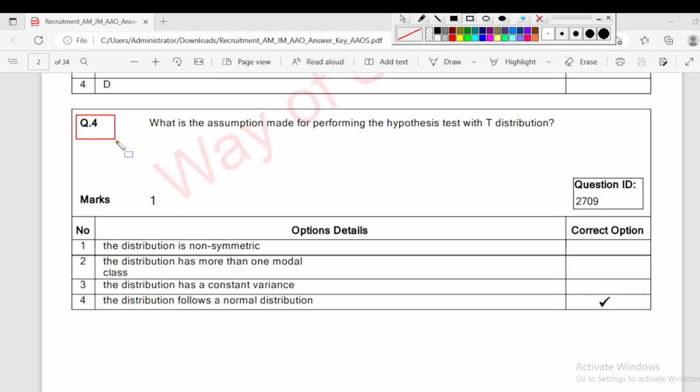Question number 4. What is the assumption made for performing the hypothesis test with t-distribution? Option 1 the distribution is non-symmetric, option 2 the distribution has more than one modal classes, option 3 the distribution has a constant variance, option 4 the distribution follows a normal distribution. Option 4 is correct, the distribution follows a normal distribution.